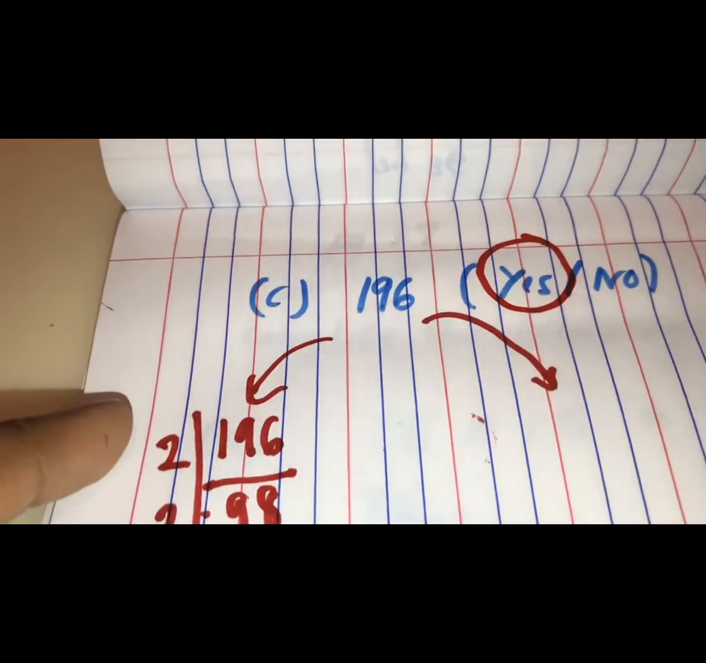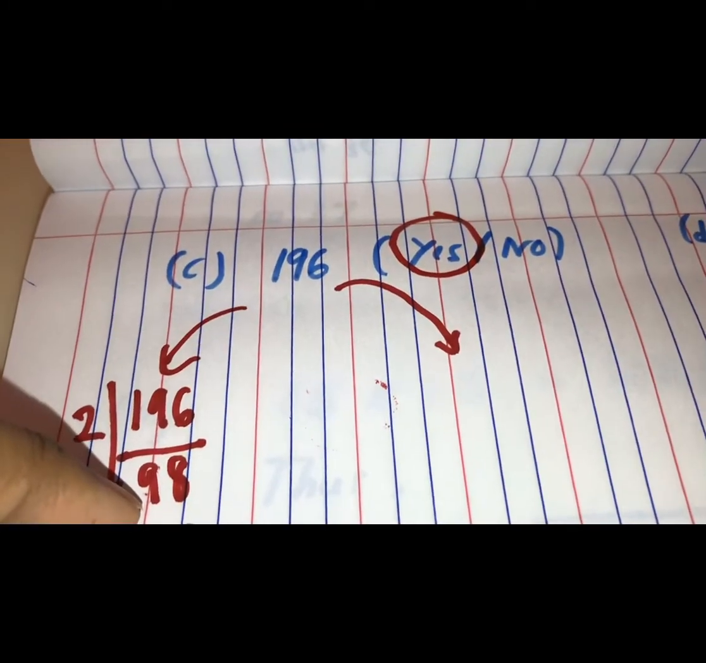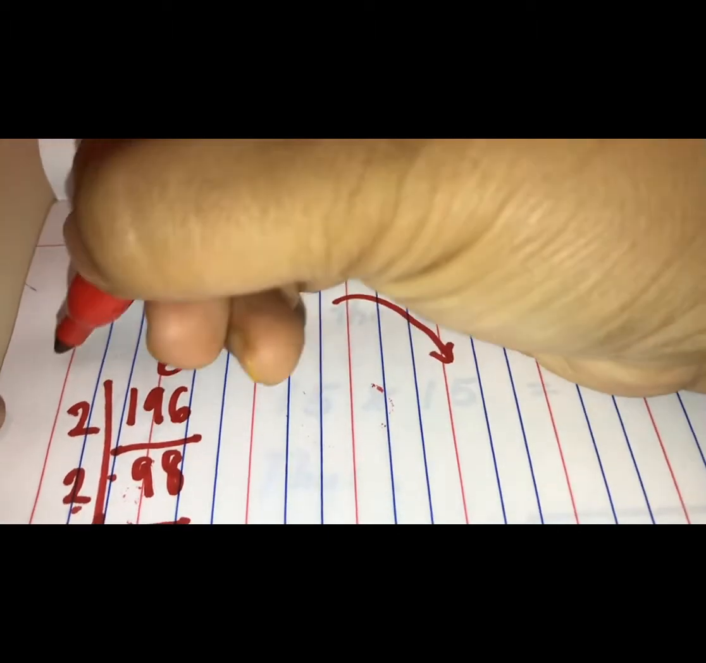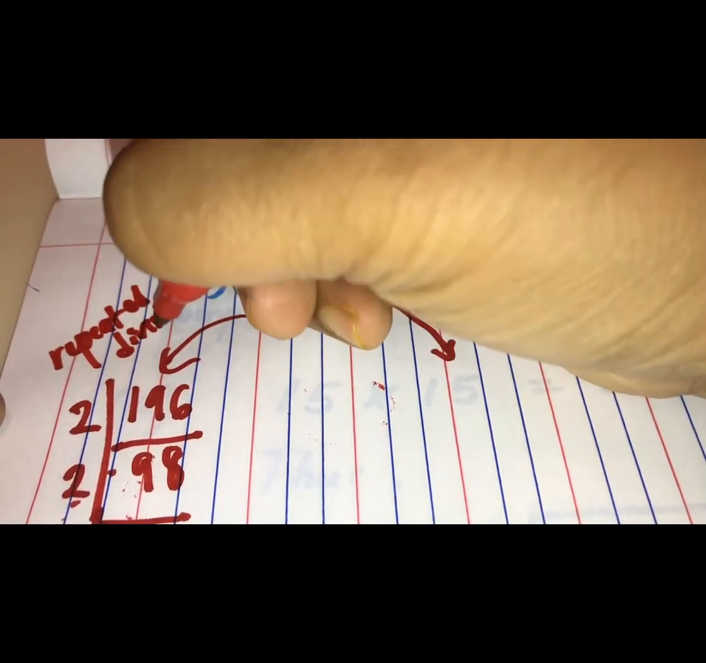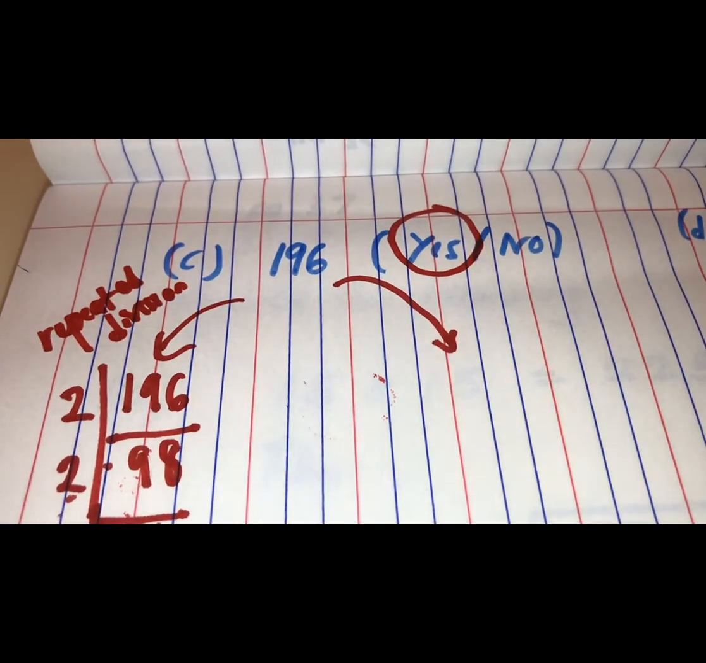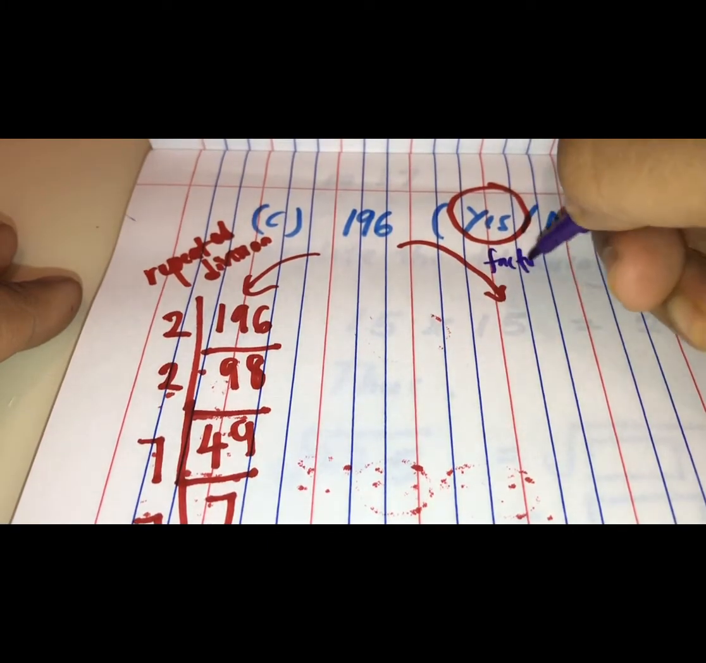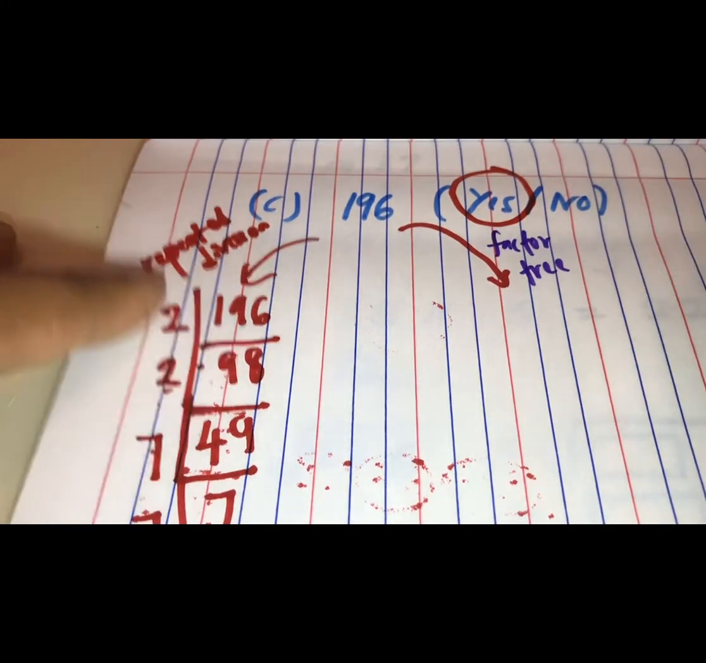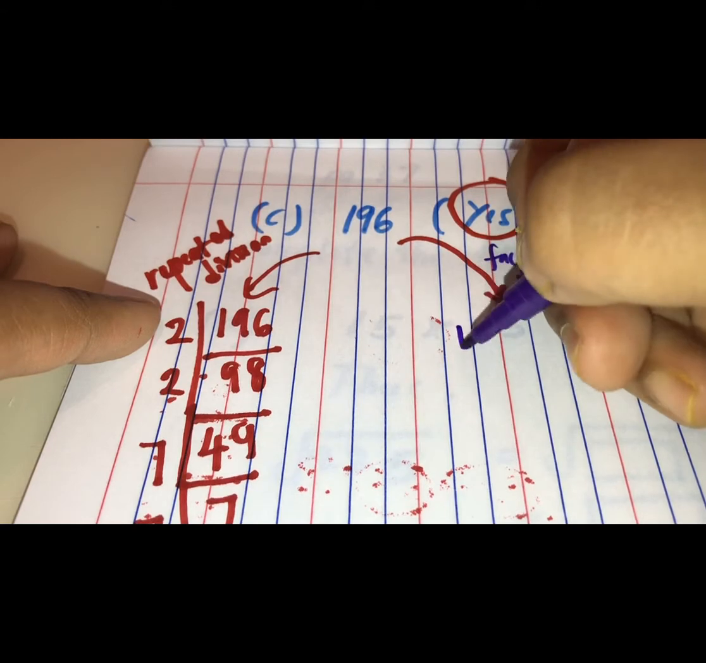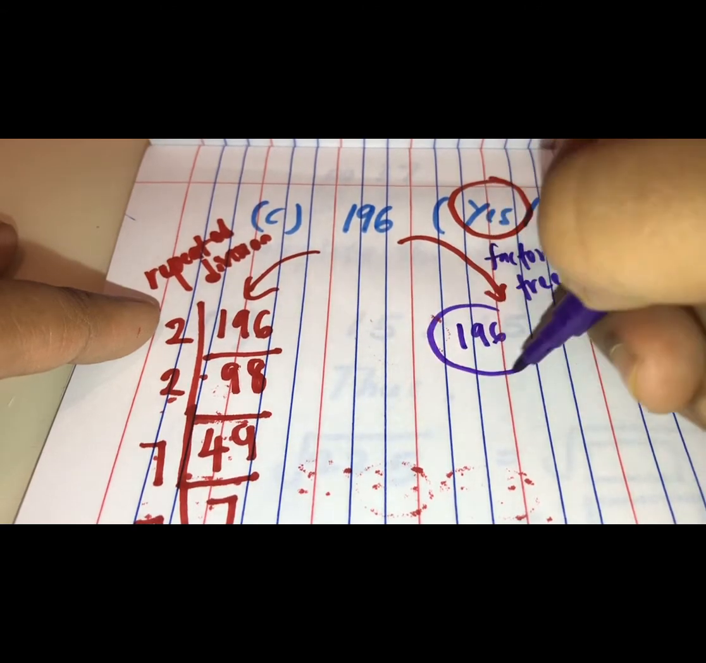Okay, we have another method. The first one was repeated division. We have the factor tree method. Okay, factor tree like this. You write 196 and then you circle.